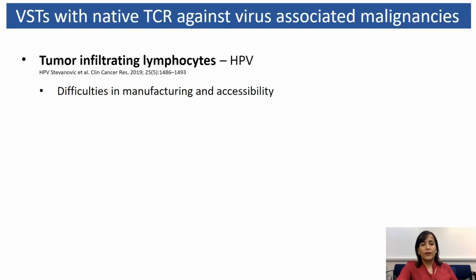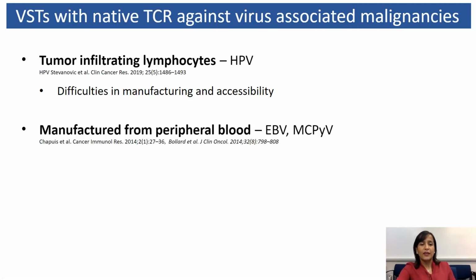In using these virus-specific T cells against virus-associated malignancies, you can either use them as tumor-infiltrating lymphocytes, which we know have been used in HPV. However, the problem with using TILs is that manufacturing and accessing these tumor-infiltrating lymphocytes is really difficult.